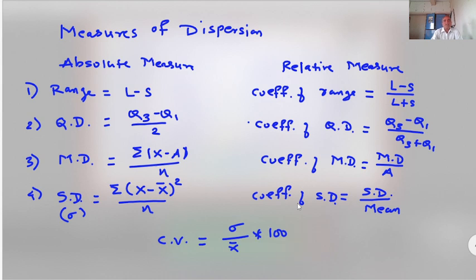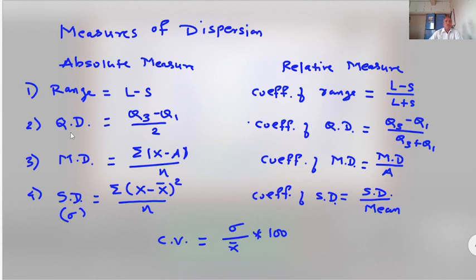Absolute measure means these measures are with unit and not useful for the comparison. And relative measure means we calculate their coefficient, and this value is free from unit and used for the comparison. So these four measures and their formula or definitions are as follows. Range is the difference between the largest observation and smallest observation. Formula: range is equal to L minus S. Its corresponding coefficient of range is L minus S divided by L plus S.